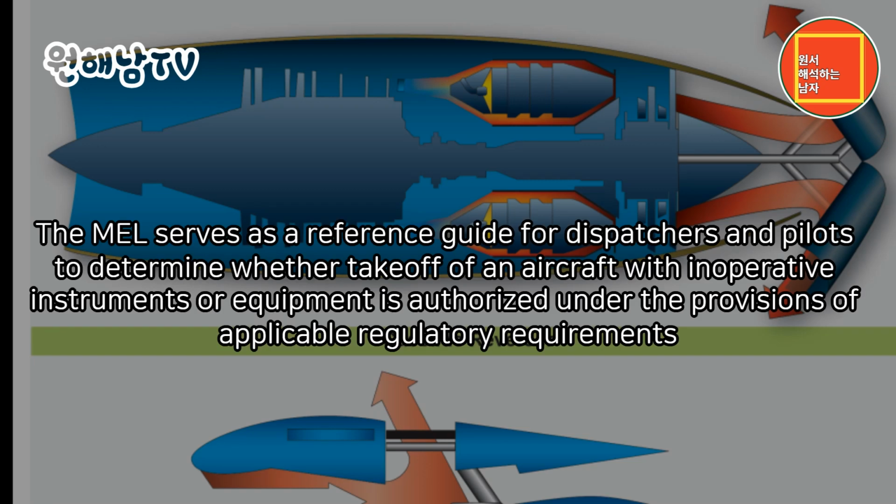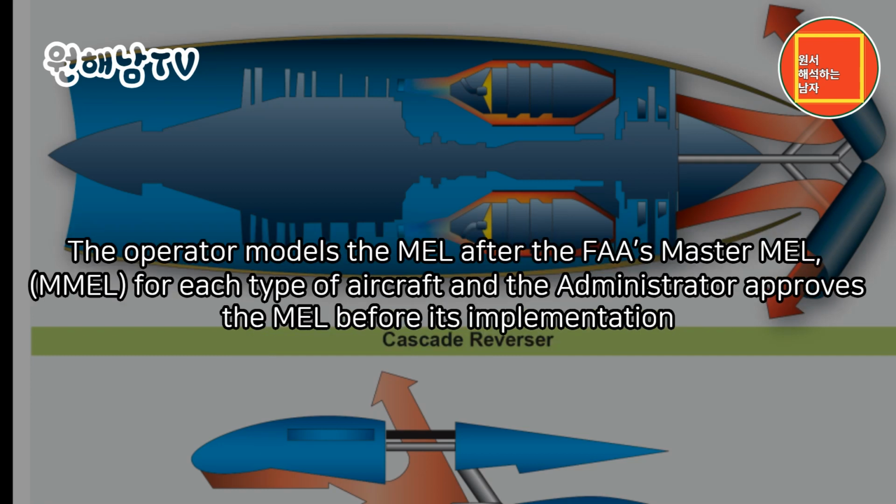The MEL serves as a reference guide for dispatchers and pilots to determine whether takeoff of an aircraft with inoperative instruments or equipment is authorized under the provisions of applicable regulatory requirements. The operator models the MEL after the FAA's Master MEL (MMEL) for each type of aircraft, and the administrator approves the MEL before its implementation.